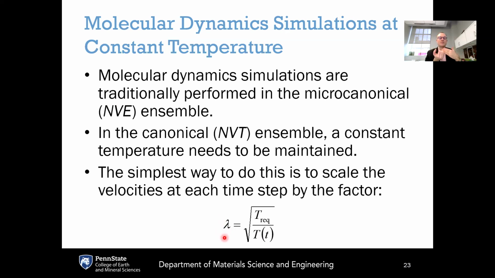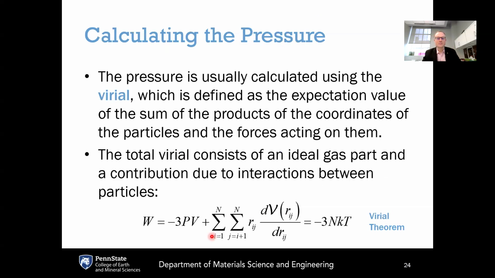If the temperature becomes too low, then we would scale the velocities higher in order to, again, achieve that temperature that is required here, this T required. In either case, we're rescaling the velocities of all the atoms by the same constant here, lambda.